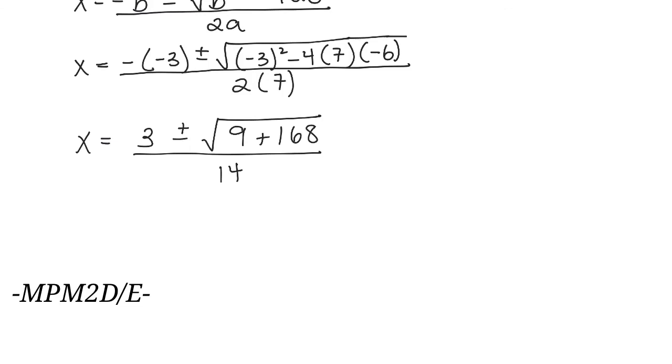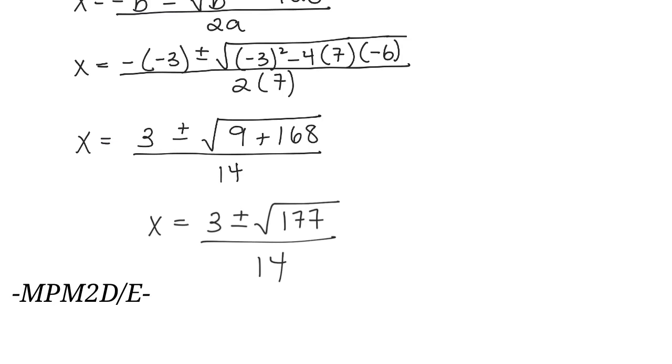If we begin to simplify, remember that if you have two negatives side by side next to each other or being multiplied by each other, two negatives make a positive. So this can be written as a positive 3 plus or minus negative 3 squared, which is 9. And then you've got negative 4 times 7 times negative 6, which is a positive 168, all being divided by 2 times 7, which is 14. Under the square root sign, we can add together 9 plus 168, which gives us 177.